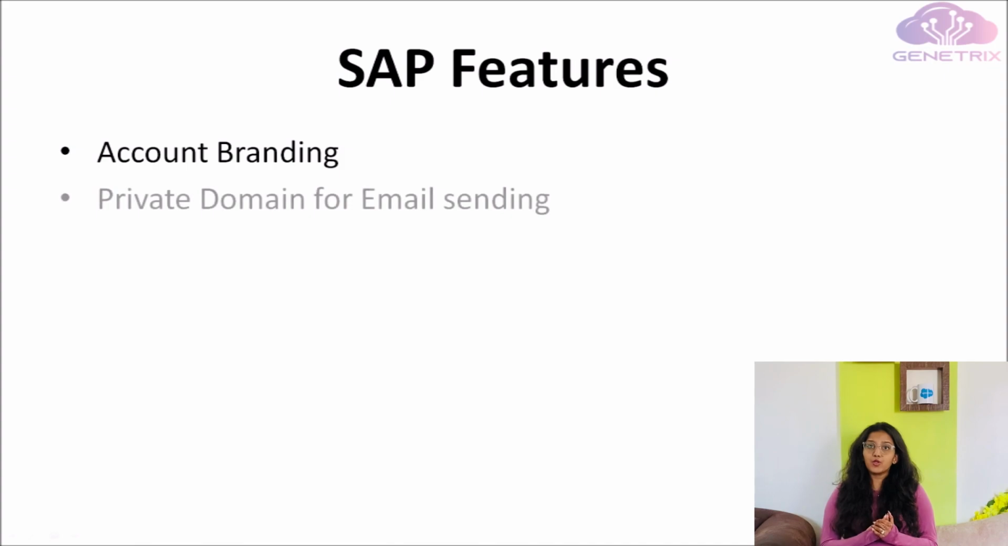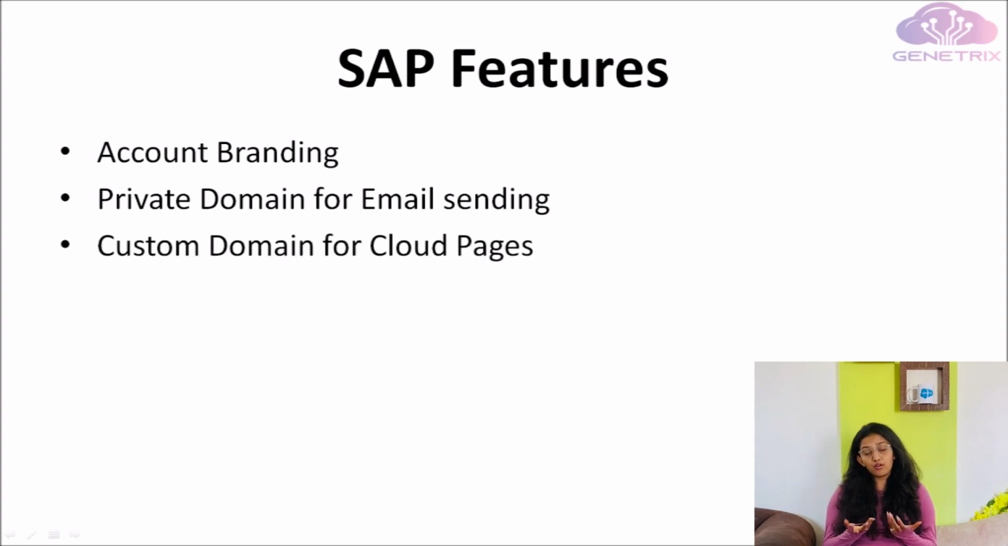Next, we have the private domain for email sending. This feature assigns a domain used to send email. Now, this domain acts as the from address for your email sends. SFMC authenticates your email sends using the Sender Policy Framework, that is the SPF, Sender ID, and the DomainKeys, that is the DKIM authentication. Next, we have the custom domain for cloud pages. This feature includes a private domain for your cloud pages.